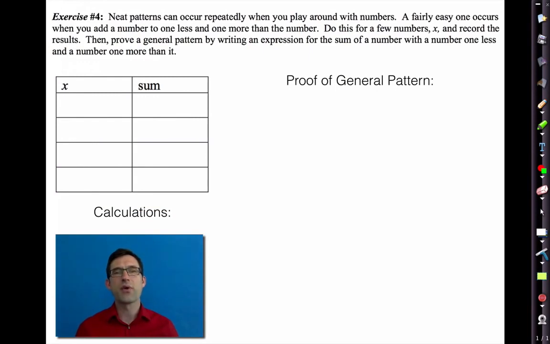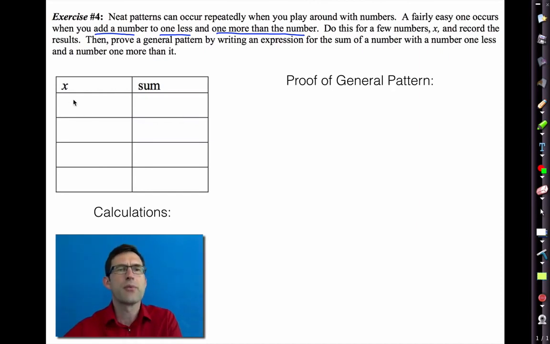All right, the last problem, we're just going to play around with a pattern again. See if we can see some structure in a problem, a little pattern coming out that we might be able to prove algebraically. Exercise 4. Neat patterns can occur repeatedly when you play around with numbers. A fairly easy one occurs when you add a number to one less and one more than the number. Do this for a few numbers x and record the results. Then prove a general pattern by writing an expression for the sum of a number with one less than a number and one more than it.